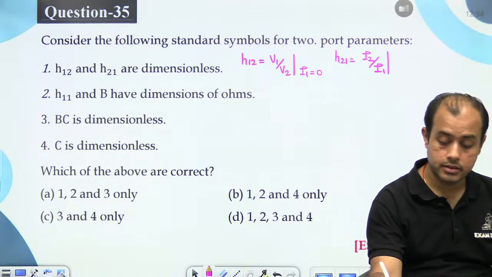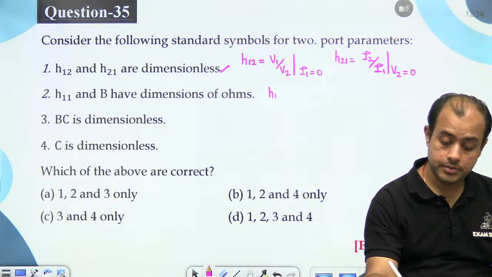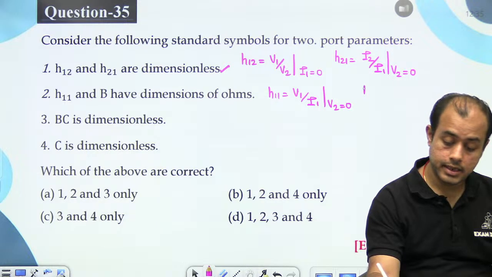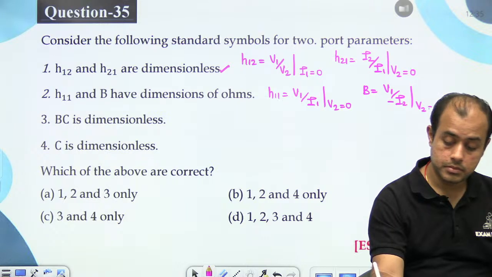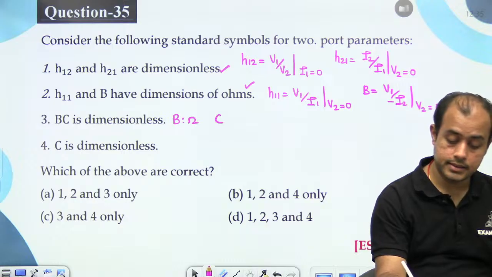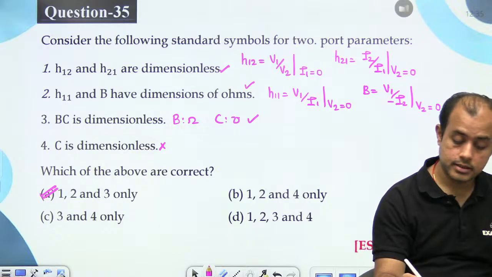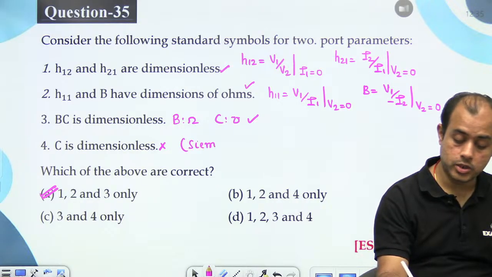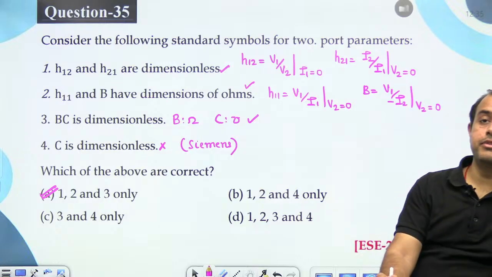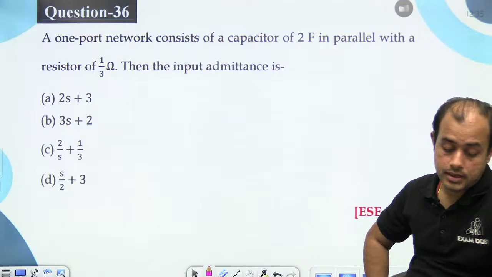I2 by I1 and V1 by I1 are both dimensionless, yes. B, V1 by I2, is in ohms. B into C: B is in ohms, C is in Siemens, so C is not dimensionless. C has the unit of Siemens, so the answer will be 1 2 3. Very good, Ajit bhai.